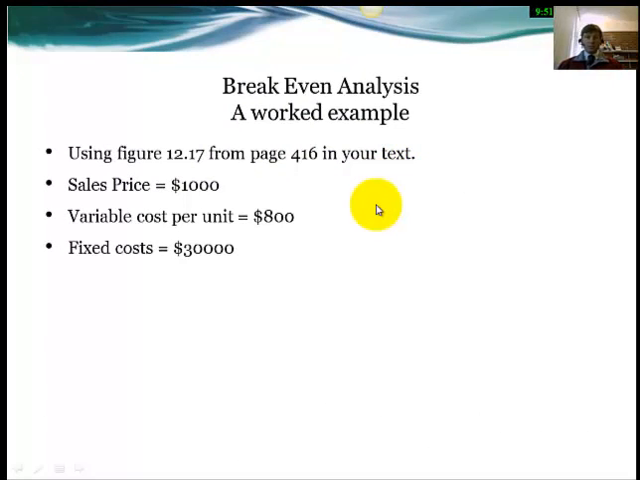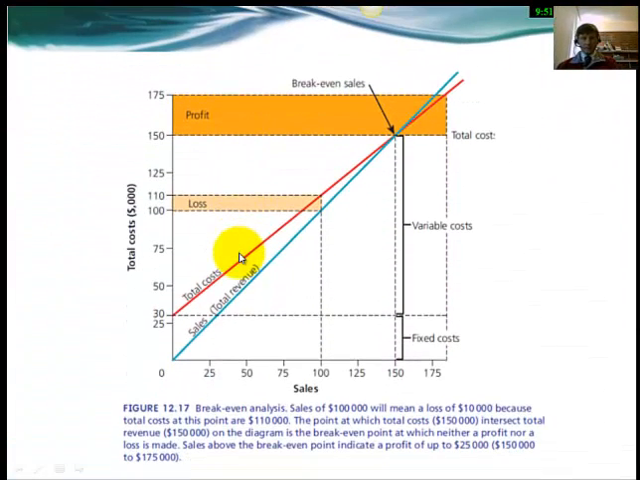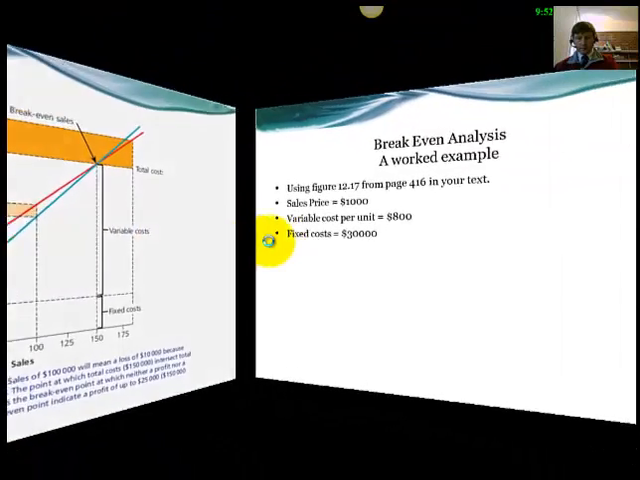I'm going to use this figure 1217 and work through it bit by bit. So let's examine what we saw. Sales price of 1,000, variable cost of about 800, and fixed cost of 30,000. Just coming back to our graph again. That's 30,000. Remember that this is in thousands. So that's where the total cost curve starts, at the fixed costs. And our sales are increasing up here. The sales price is 1,000, and the variable cost that's factored in this line is $800 per unit.